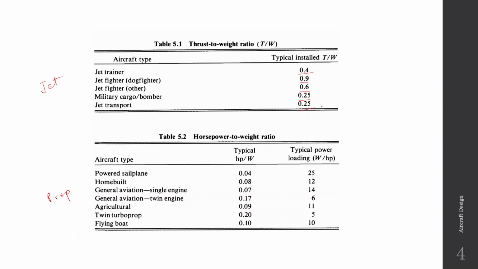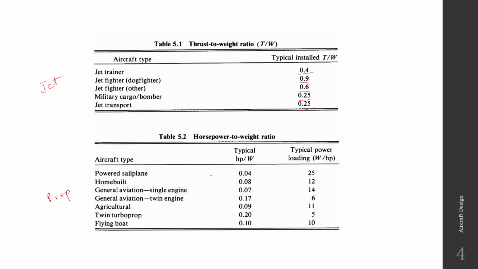Now you can see that aircraft which require faster turns, or more aggressive turns, have higher T by W, whereas transport aircraft or cargo aircraft have a lower T by W. This is because, as I said, a higher T by W allows you to make more aggressive maneuvers.